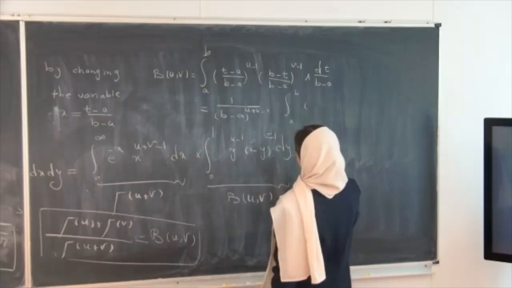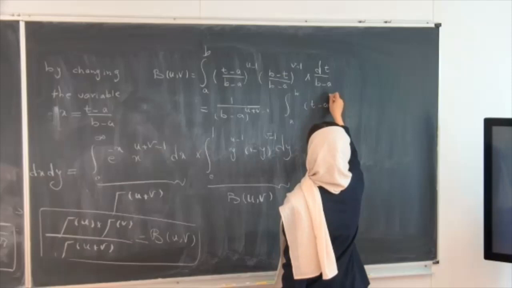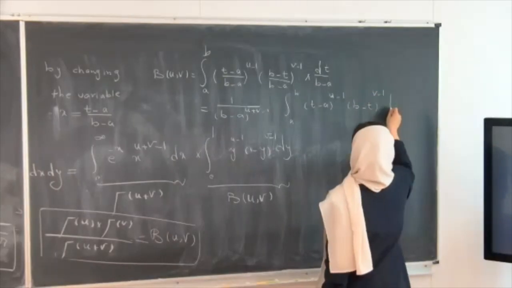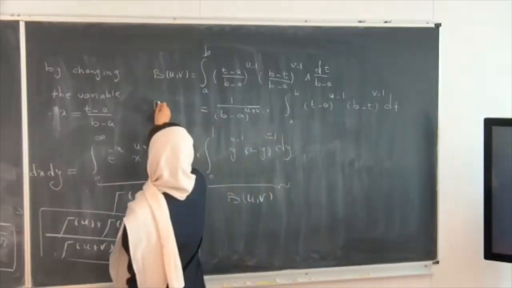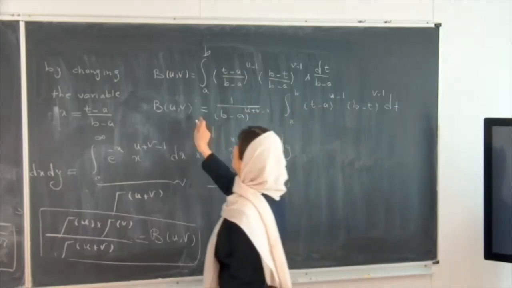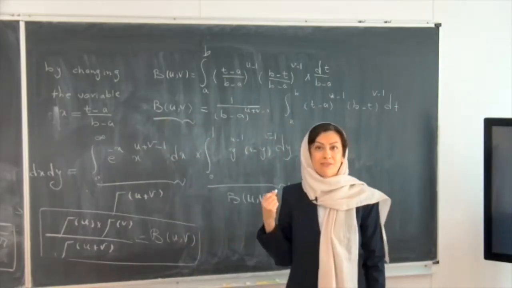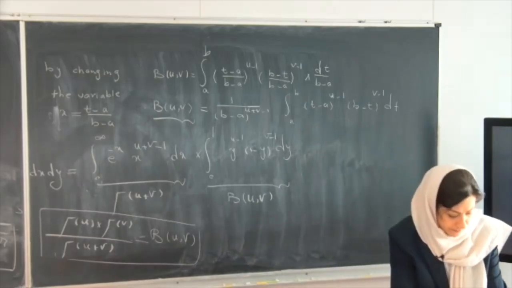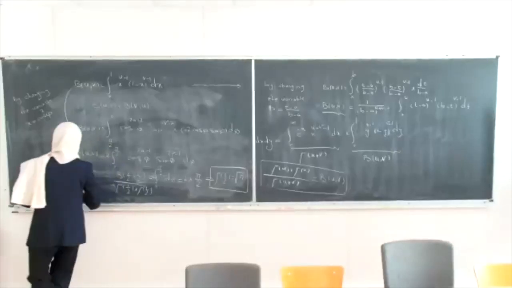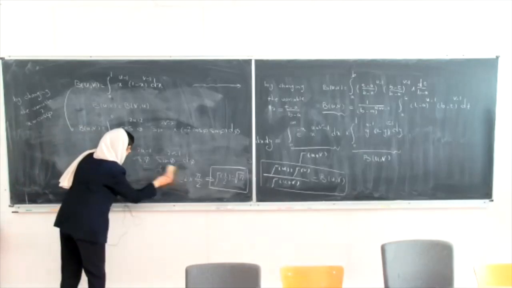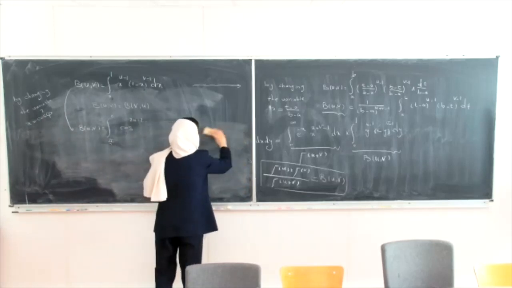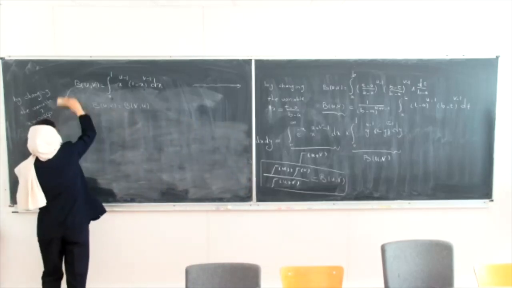The integral from a to b of t minus a to the u minus 1, b minus t to the v minus 1, dt. So for obtaining this integral, we can use the definition of the beta function and we can obtain it directly. Okay, and now I want to show you an important rule.